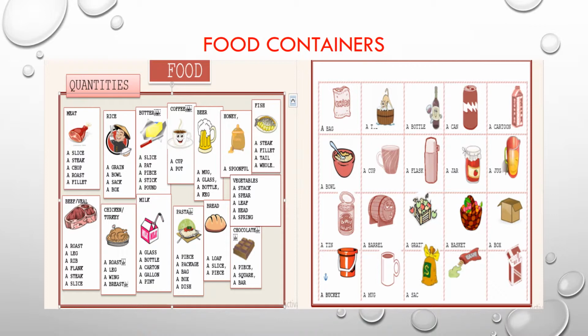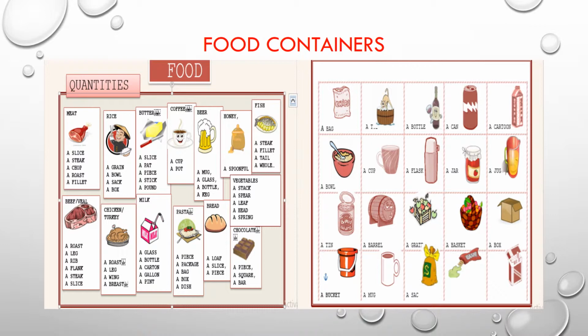As you can see in the presentation, there are different quantities related to food and drinks, such as a slice, grain, cup, mug, spoonful, loaf, piece, glass, bar, and the students can see through pictures the measurements and quantities that the teacher is talking about.